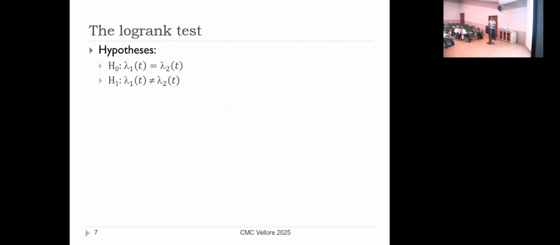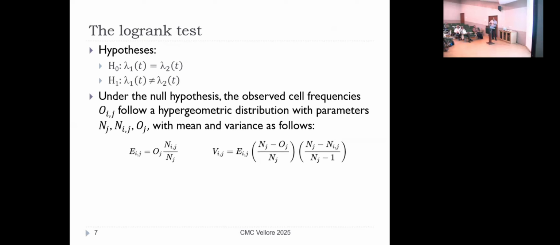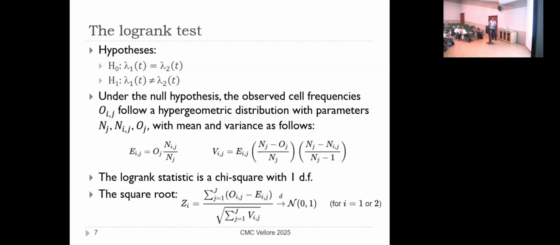Okay? So for the log rank test, the null hypothesis is that the hazard in group 1 is the same as the hazard in group 2. The alternative hypothesis is that they're different. Under the null hypothesis, like every chi-square statistic, you calculate the expected value under the null hypothesis, you calculate the variance of it, and the statistic is a chi-squared with 1 degree of freedom. You don't have to worry about this because nobody does. It is in all the software.